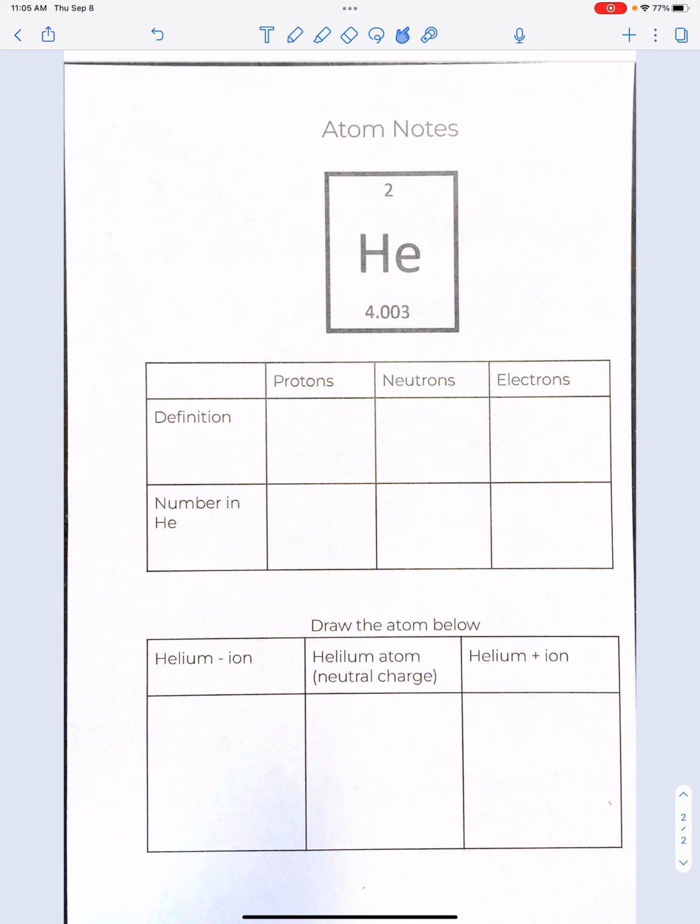Hi everybody, I'm just going to walk you through some notes about atoms that we will just kind of solidify the learning that we did last class. And I know I'm not here, but these are the notes that we completed with the other class that I wanted to make sure that you had as well.